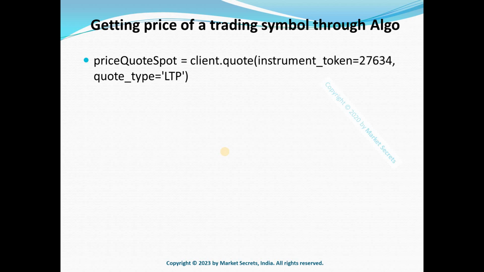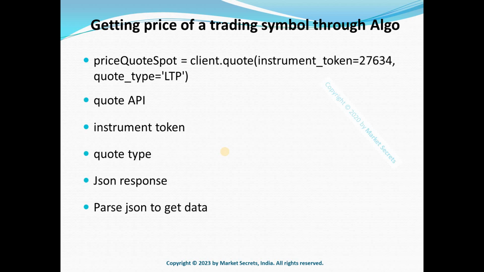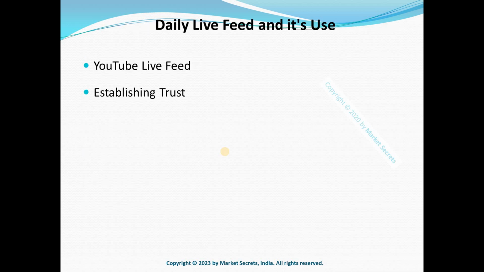Likewise, if you want to get trading symbol details, like the last traded price or open, high, close, any data you need, you can use the price quote API to get the response, and you can just pass in what you need to get the exact data.